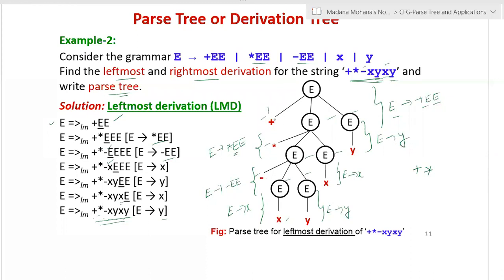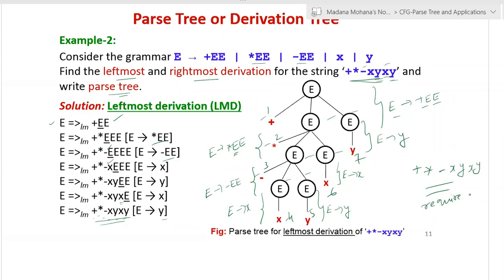So you can give numbering 1, 2, 3, 4, 5, 6, 7. Now you can write in order. So first one is plus, second one is into, third one is minus, fourth one is x, fifth one is y, again sixth one is x, so seventh one is y. Now you can see this is your required string.